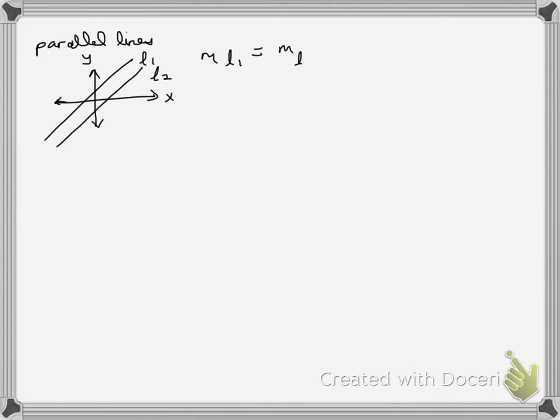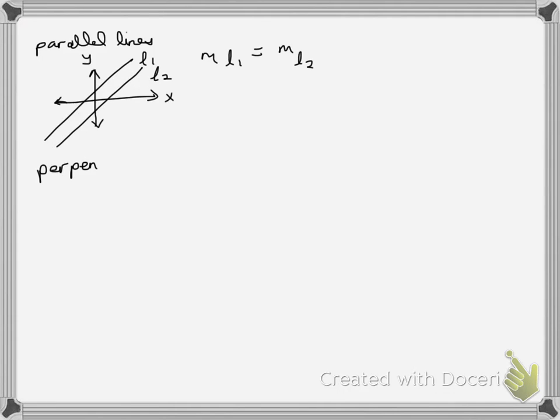Now parallel lines, let's think about two parallel lines. Let's say there's my x and my y, and maybe line 1 is that way, and line 2 is that way. What can I say about the slopes? The slope of line 1 is equal to the slope of line 2. That should be kind of obvious. Now what about perpendicular?